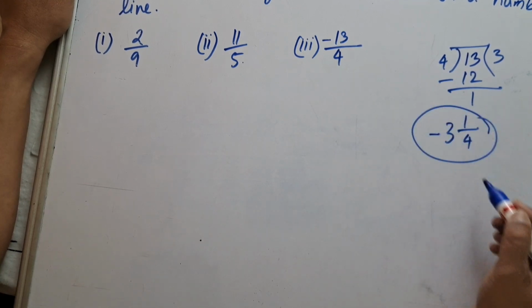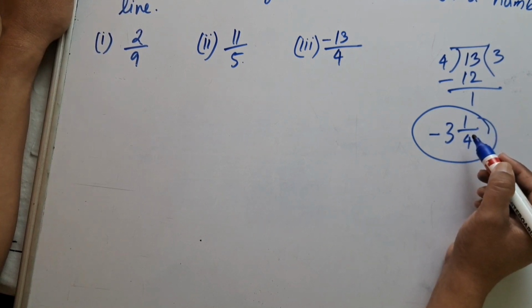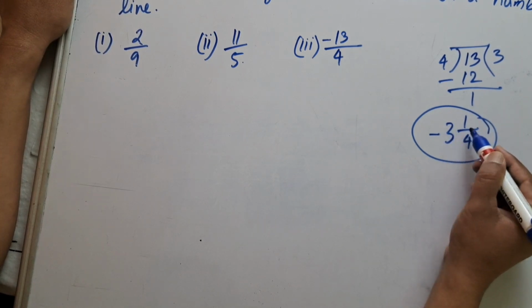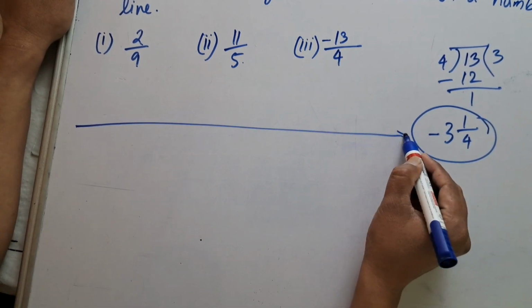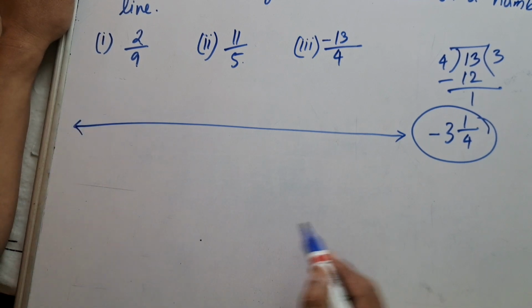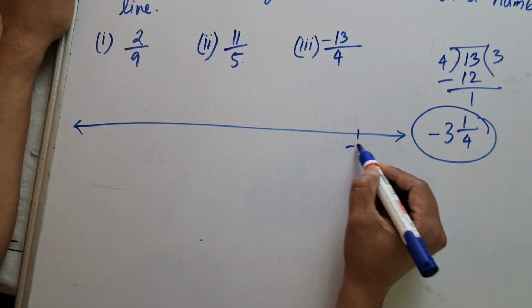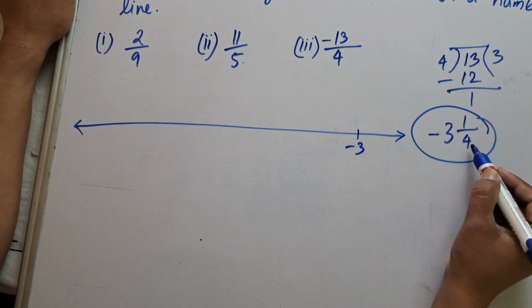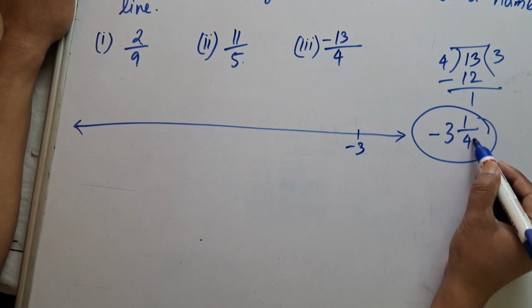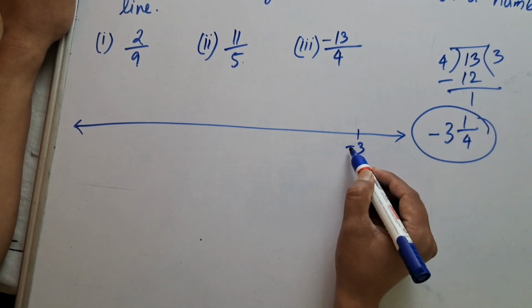And when we see this number, we can understand that this number lies in between minus 3 and minus 4, isn't it? Less than minus 3, greater than minus 4. So we draw only minus 3 and minus 4. So minus 3, and to the left of minus 3 lies minus 4, isn't it? We observe the number in the denominator first. Which number is here? 4, isn't it?